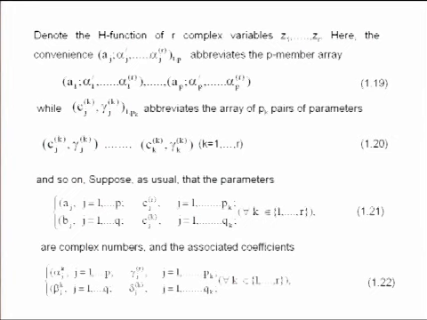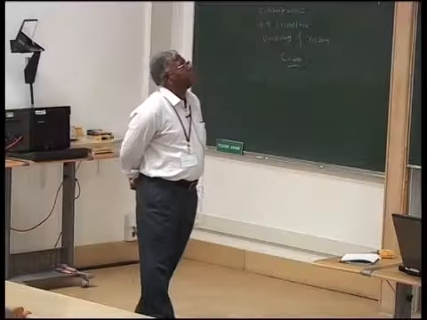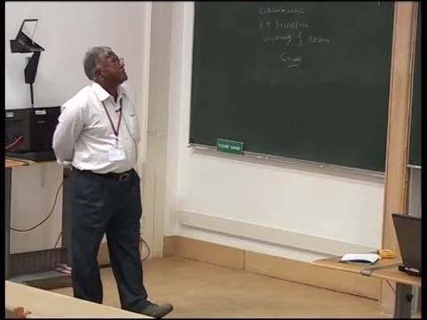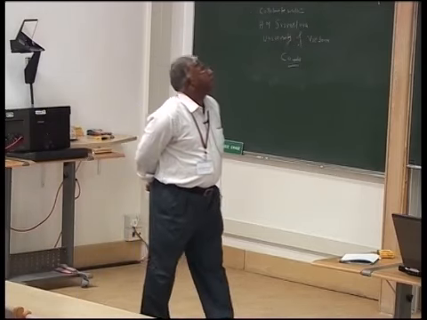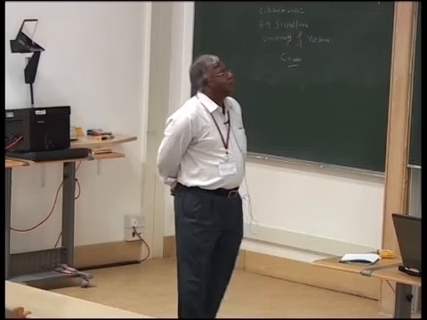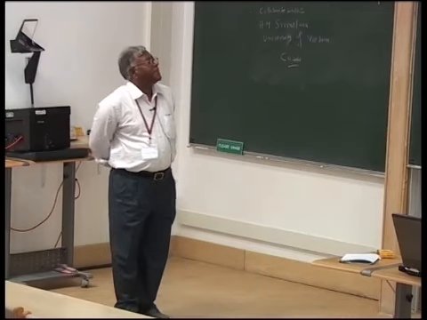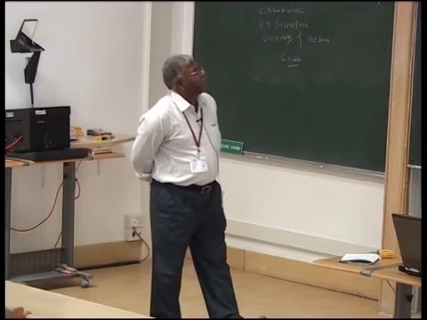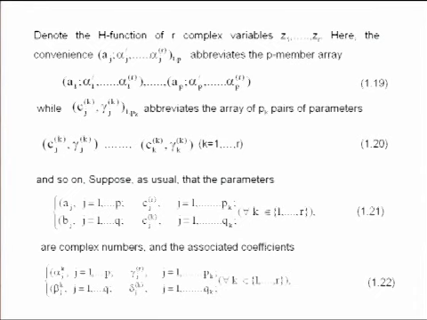Now, here it denotes the H function of r complex variables Z1 to Zr. Here, for convenience, Aj alpha dash j alpha j r aggregates the P member array A1 alpha dash 1 alpha 1 r to AP alpha dash P alpha P r, while Cjk gamma jk, 1 to Pk, abbreviates the array of Pk pairs of parameters Cjk gamma jk, k equals 1 to r, and so on.